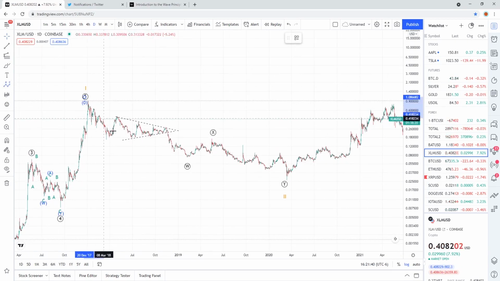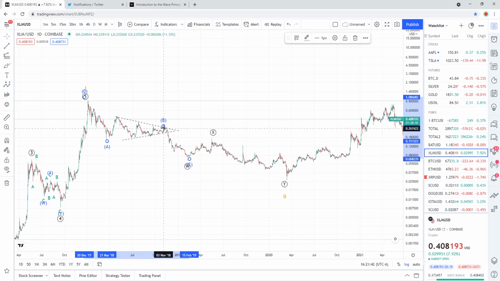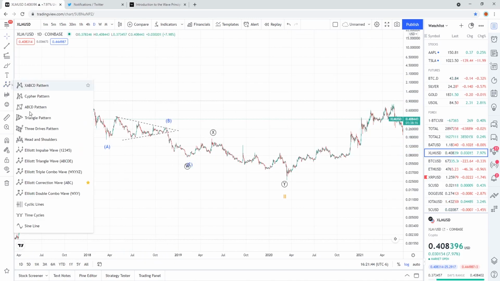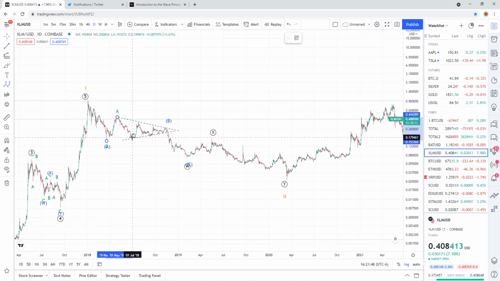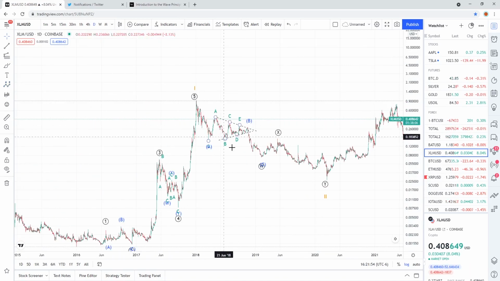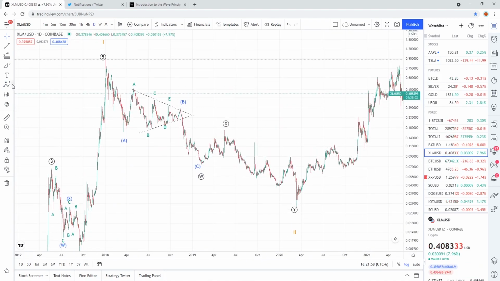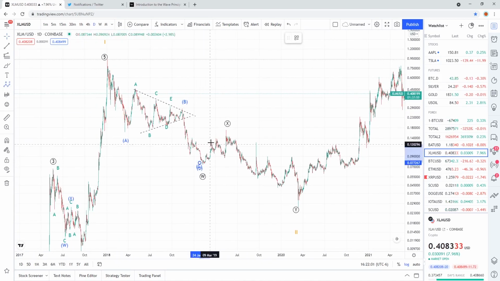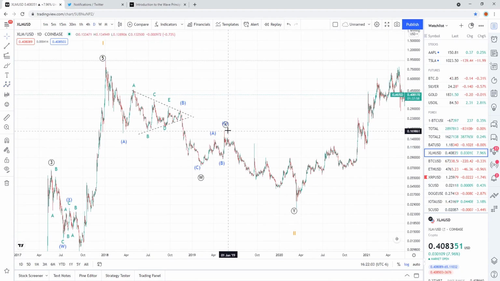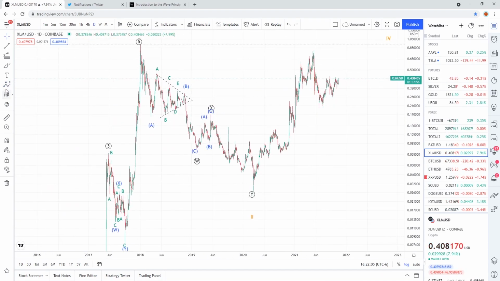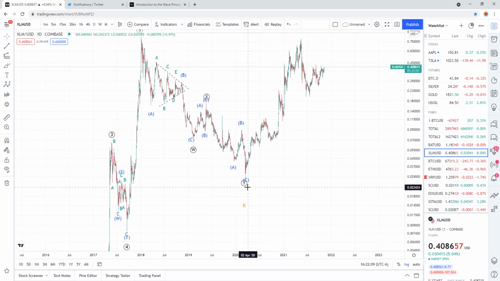So within wave W, there's an ABC correction. And within wave B, it took correction as a triangle, a contracting triangle. So this is when you have an A, B, C, D, E structure. And after that, it went on to set intermediate wave C. And then for primary wave X, it took correction as a zigzag as well. So ABC upwards. And then the same with wave Y, an ABC down. And that's the bottom of cycle wave 2.